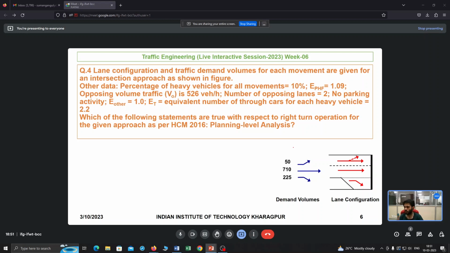So now this is the lane configuration and demand volumes, it is given, right? So it is an exclusive right turn lane, it is a shared through and right lane, and it is the shared, and this is the demand volumes which is also given, right? So here it is saying that lane configuration and traffic volumes for each movement are given. Percentage of heavy vehicles for all the movements is 10%, EPH of 1.09, opposing volume traffic this, number of opposing volume this, no parking activity this, it is the heavy vehicle. Following statements are true with respect to the right turn operation.